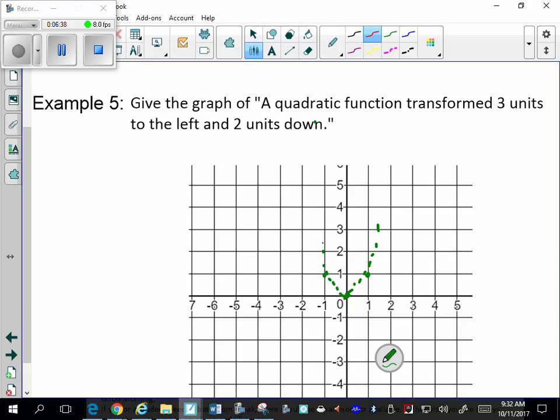U-shaped, and if we move it 3 units to the left and 2 down, so I'll start at (0, 0). If I move that 3 units left and 2 down, it's here. So (0, 0) got transformed to (-3, -2). (1, 1), 3 units left, 1, 2, 3, 2 down, (-2, -1), and (-1, 1), 3 left, 2 down, and you're at (-4, -1). So the graph that we need to draw, it's quadratic, so U-shaped. Not going to be a perfect graph, but pretty good. U-shaped there.